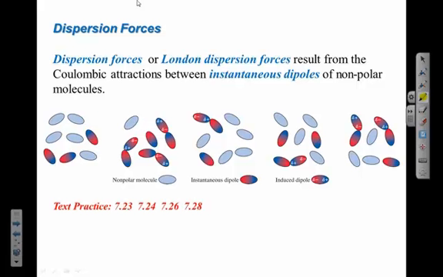Questions about that? Okay, 7.23. Explain the term polarizability. Sounds like a made-up word. What is the relationship between polarizability and intermolecular forces?